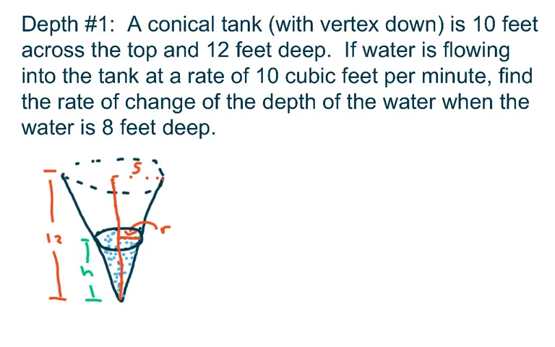Hey everybody, a conical tank with vertex down is 10 feet across, so that means my radius would be 5, so across from here to here is 10, and 12 feet deep. If water is flowing in the tank at a rate of 10 cubic feet per minute, find the rate of change of the depth of water when the water is 8 feet deep.